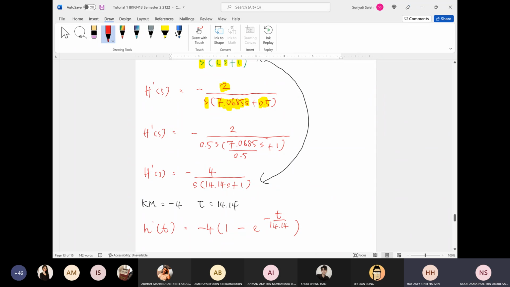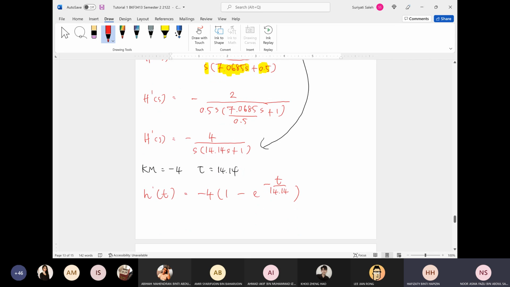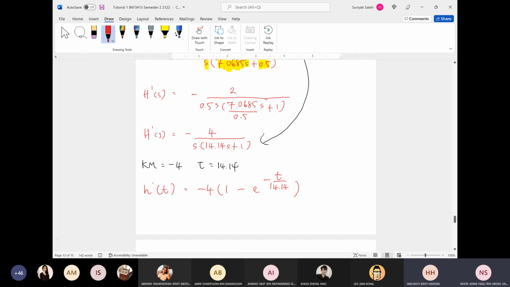So I change the Km with negative 4, the tau 14.14. So this is what I get, where h prime here is h minus h bar, equal to negative 4 times 1 minus exponent negative t over 14.14. It's like that. So this is how you can solve the problem.